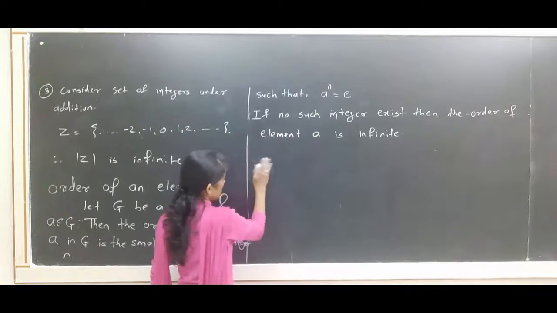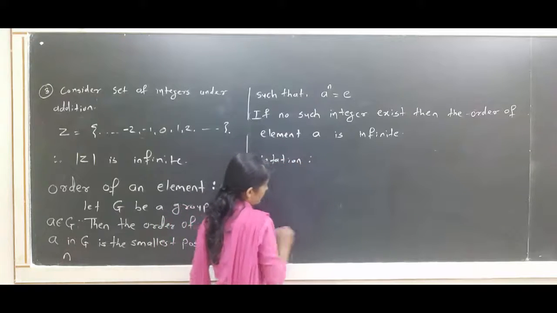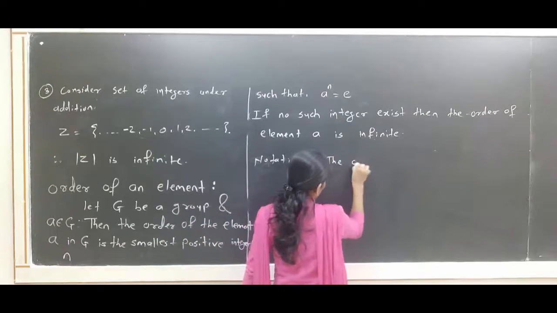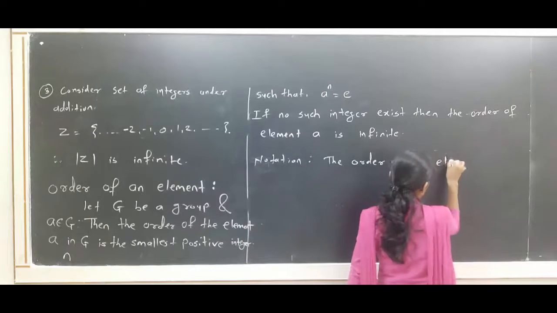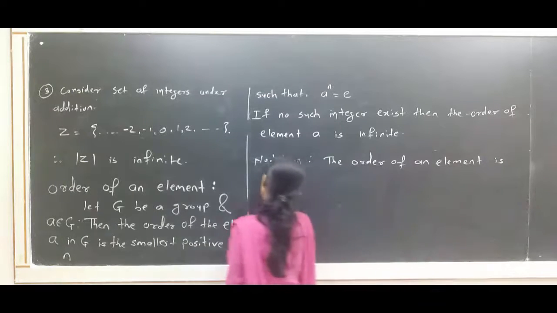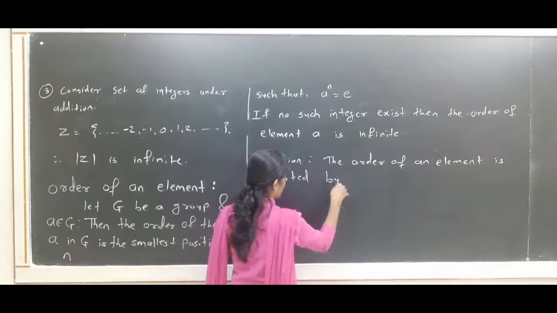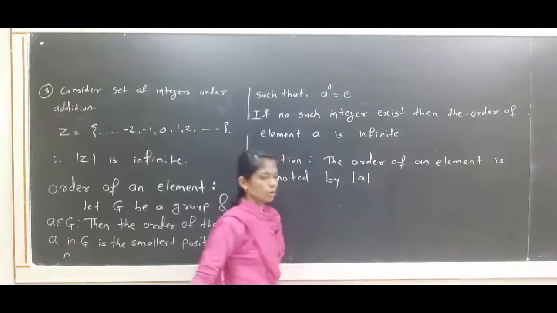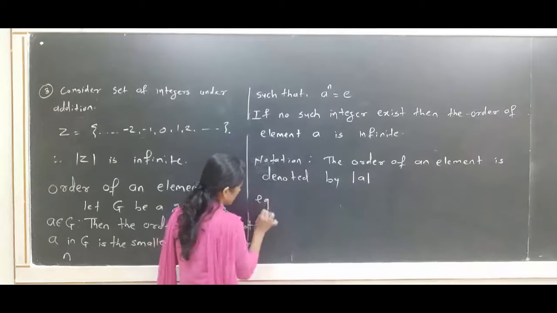Before the example, we see the notation. The order of an element is denoted by mod a. So the order of element a is denoted by mod a. Now we see the example.